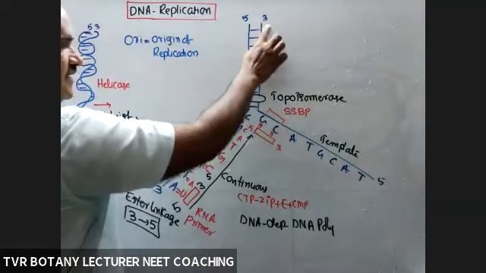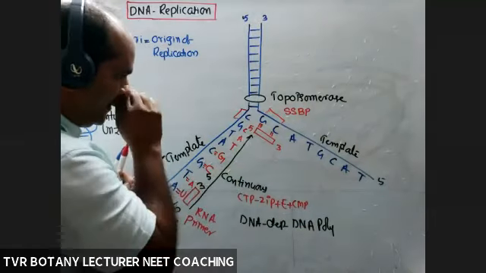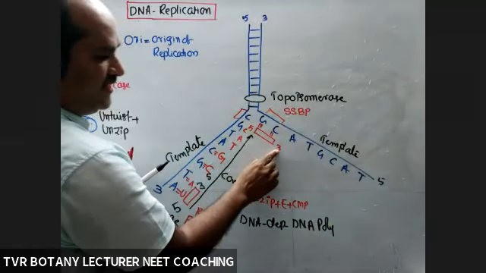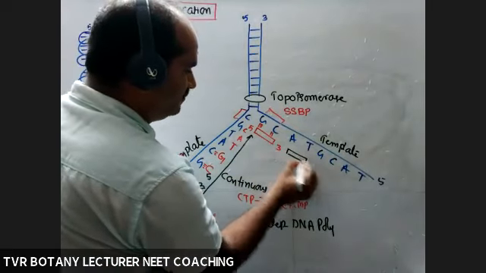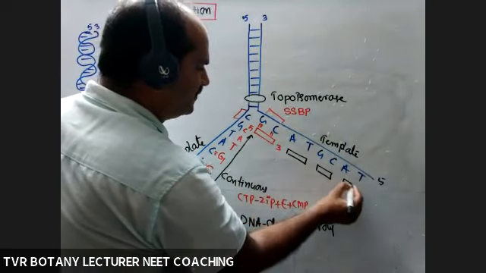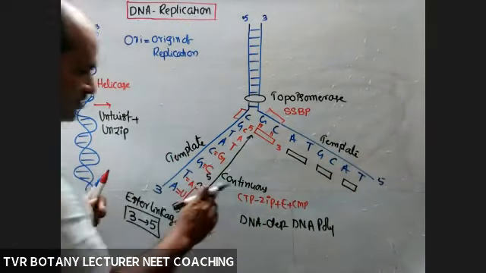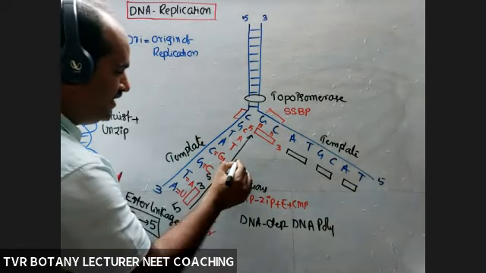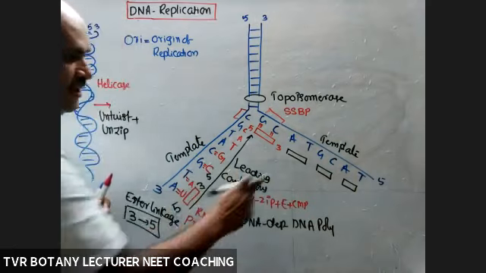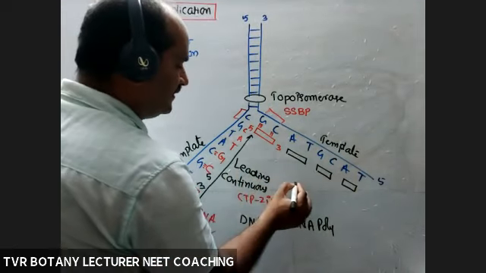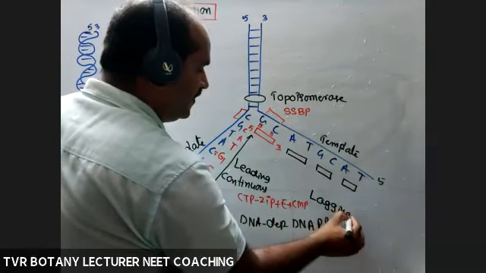Next, 5 to 3. Here they're taking 5 to 3. This strand is producing a new strand in the 5 to 3 direction discontinuously. Discontinuous fragments: 1, 2, 3, 4, a certain number of fragments. So this one is a continuous strand, meaning the leading strand. This one is lagging, going on slowly, the lagging strand.